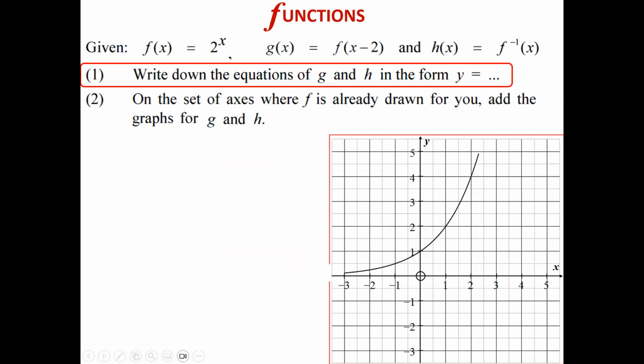If we look at this, given f of x is equal to 2 to the power x, g of x is equal to f of x minus 2, and h of x is the inverse. Write down the equations of g and h in the form y equal to. So let me give you a minute. Let's see what you would get.